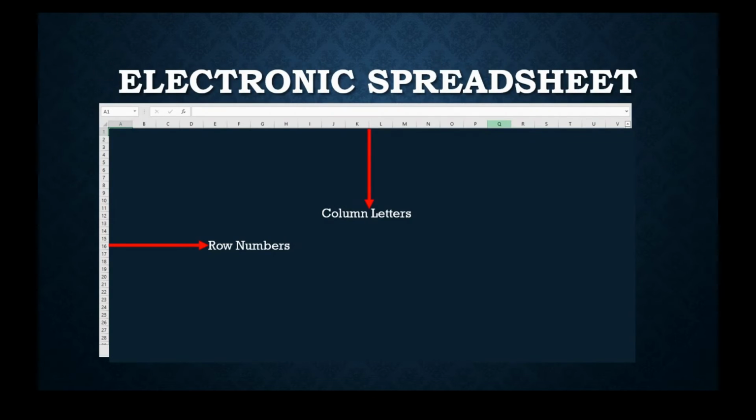So let's come to the electronic spreadsheet. This is the electronic spreadsheet. The electronic spreadsheet, as you can see, consists of the column letters and the row numbers. So the column letters is up to a destination, it's not up to infinity, whilst the row numbers is also up to a destination, it's not up to infinity. I'll be talking about that when we come to moving around the worksheet.